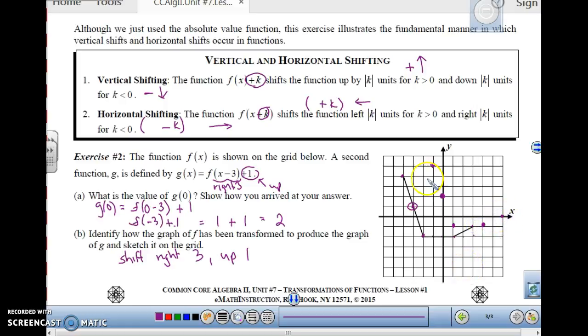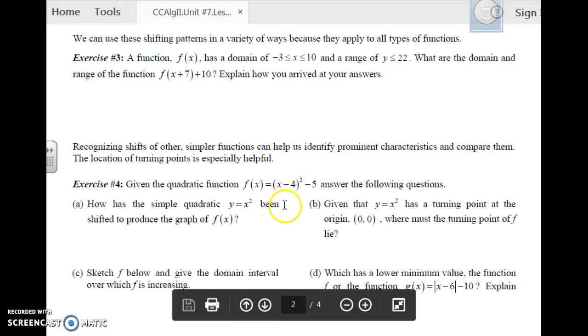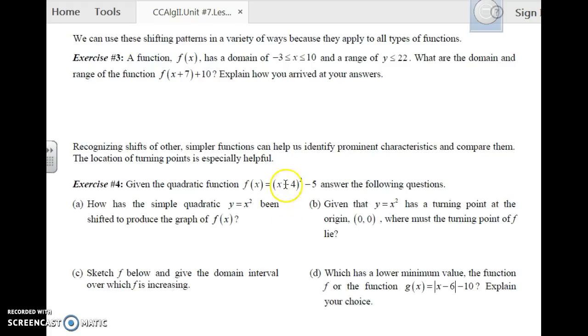All right, let's connect our points. Right 3, there, and there. So every point has shifted to the right 3 and up 1, and I have my new function. We can use these shifting patterns in a variety of ways because they apply to all types of functions.